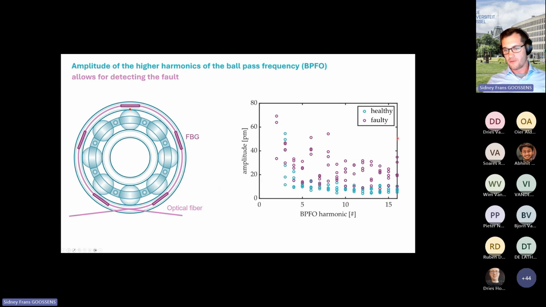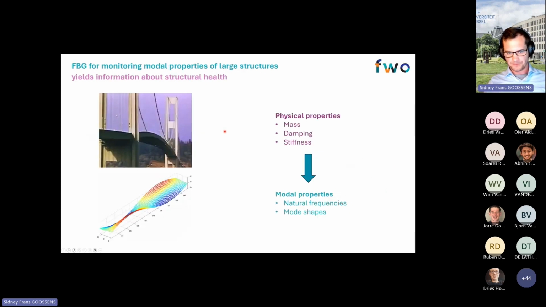And you can see from the graph that for the damaged bearings, we can clearly see a generally higher trend in the amplitude at the higher harmonics than for the healthy bearings. And it's by taking the sum of several of these higher harmonics that you can differentiate between a healthy bearing and a damaged bearing. Now, this is ongoing research, so I will not spoil too much at this point, but that's one of the case studies here I wanted to discuss.